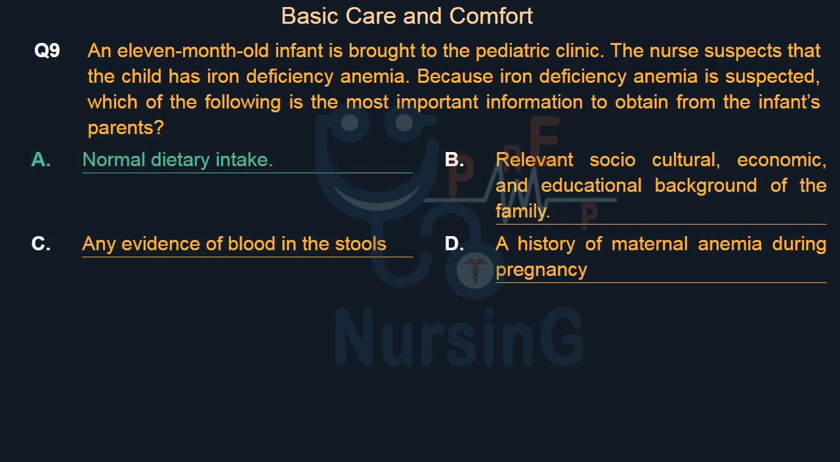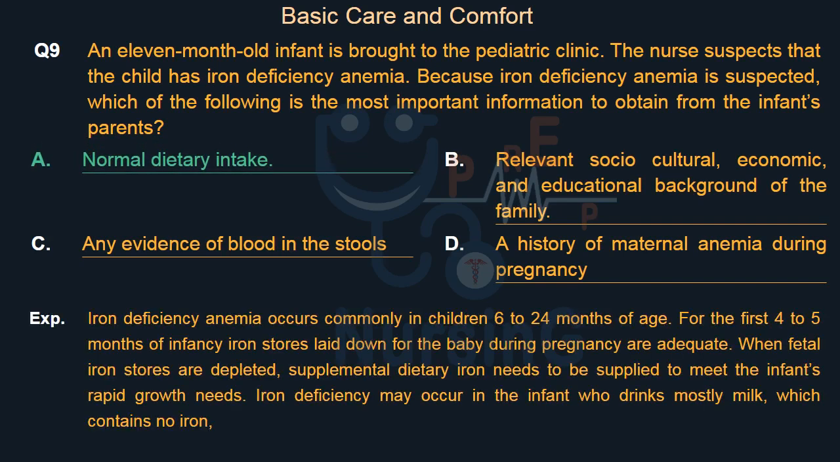Normal dietary intake. Iron deficiency anemia occurs commonly in children 6 to 24 months of age. For the first 4 to 5 months of infancy, iron stores laid down for the baby during pregnancy are adequate. When fetal iron stores are depleted, supplemental dietary iron needs to be supplied to meet the infant's rapid growth needs. Iron deficiency may occur in the infant who drinks mostly milk, which contains no iron.